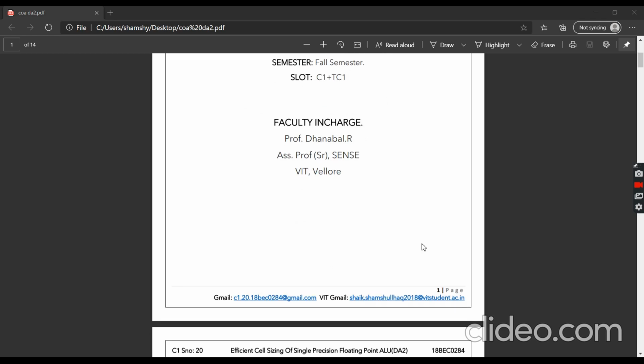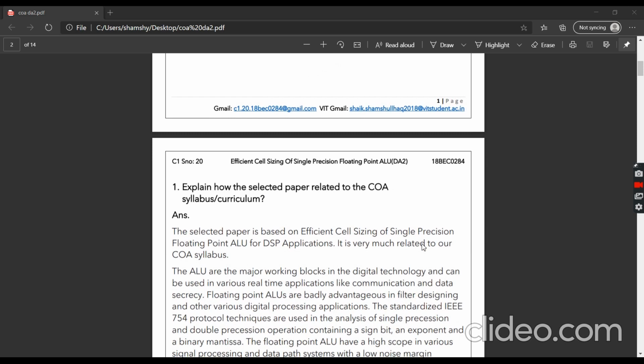He told us to make a few videos regarding our digital assignments, a little summary. So here I'm starting with my first question: explain how the selected paper is related to the COA. The paper I have selected is the efficient cell sizing of the single precision floating point arithmetic logic unit.